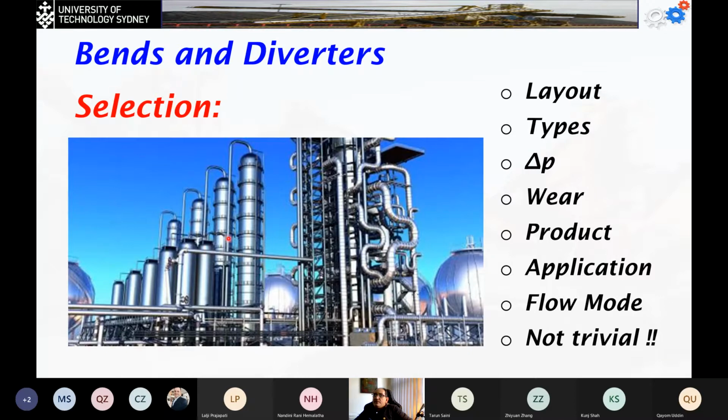So actually, I know this is for gases, but I just want to show you things. The selection of the bends will depend on the layout of your design, the types of materials you are going to use, the types of pipes you are using, delta P (the pressure difference between the inlet and the outlet), the wear resistance, the product you are transporting, the application, the flow mode, and we may have some factors that are not mentioned here.